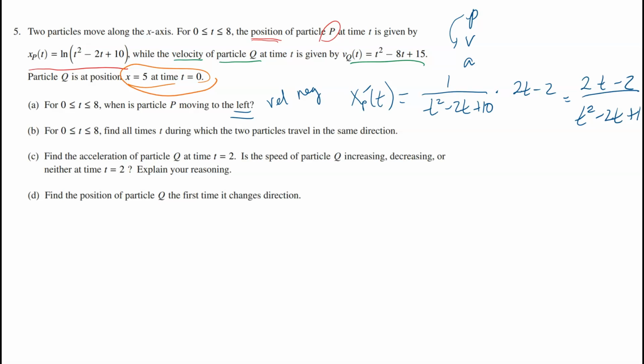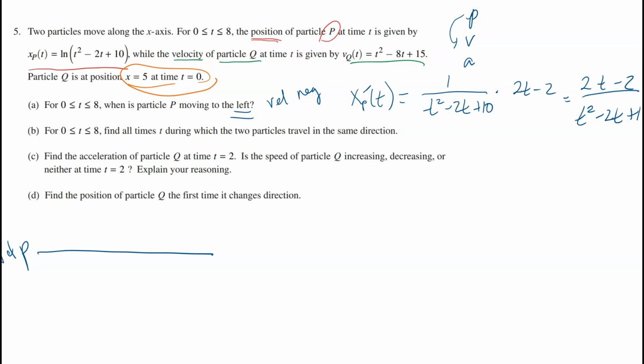And now I'm going to set that equal to 0. The reason I'm going to set that equal to 0 is because I then am going to do one of those sign tests. I'm actually going to put my work down here. So here's my P particle, but this is the velocity of P. So I'm going to write velocity of P.